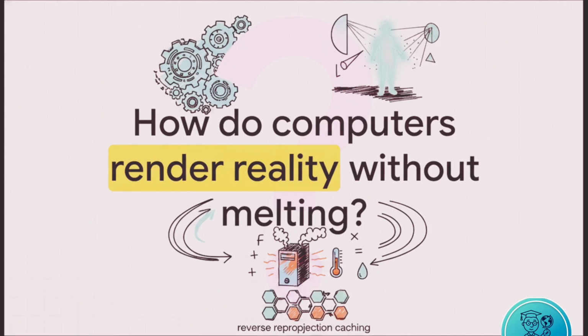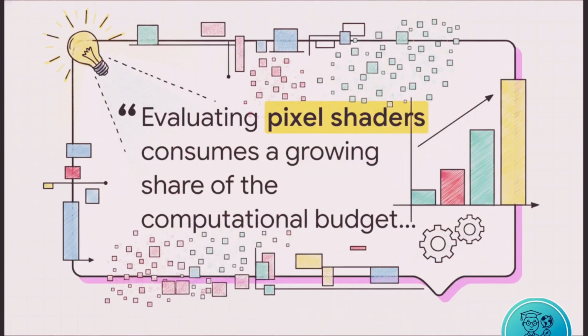The fans would spin up to max, your frame rate would drop to a total crawl, and that immersive experience would be completely shattered. As this quote from our source material perfectly highlights, evaluating pixel shaders consumes a growing share of the computational budget for real-time applications. Basically, as we push for more and more realism, the graphics processing budget is pushed to its absolute breaking point. Pixel shaders, those tiny programs that decide what color every individual pixel should be, are eating up a massive chunk of our processing power. Add complex lighting to the mix, and that budget vanishes in a blink.